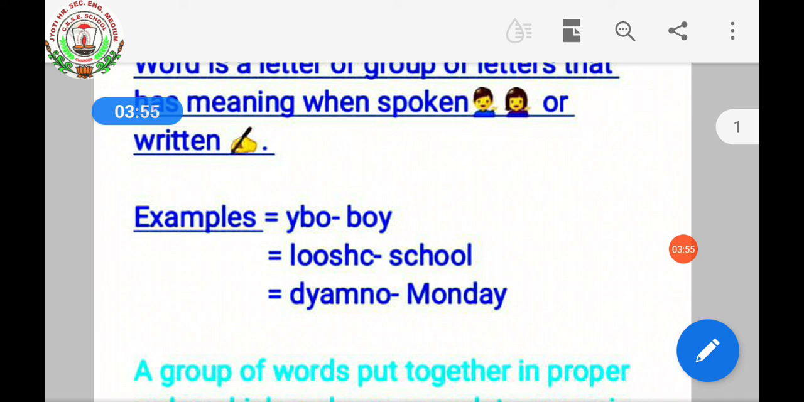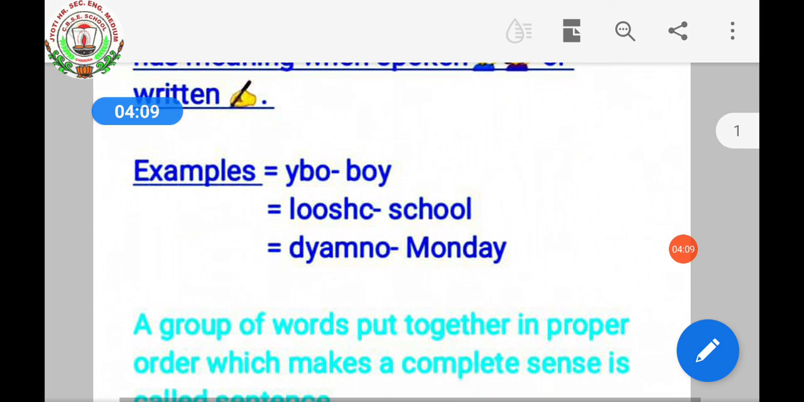ये एक लड़के के बारे में बात हो रही है. Now, LOOSHC, I will say is a group of letters, but it is not giving the correct meaning. So I write correctly, school, and the third is Monday. So when you write letters in a correct sequence, in a correct order, it makes a complete word.